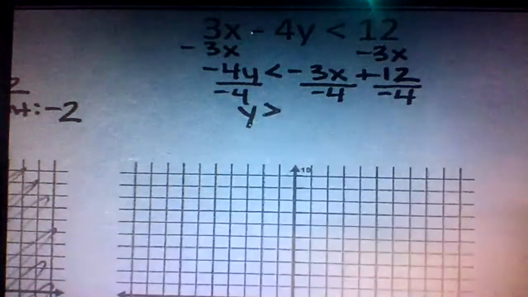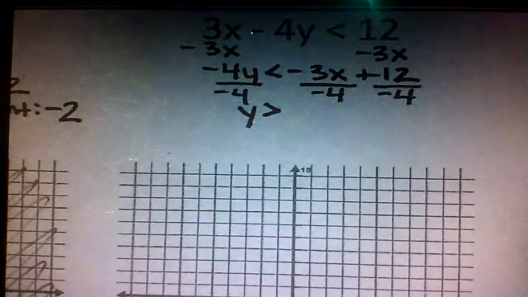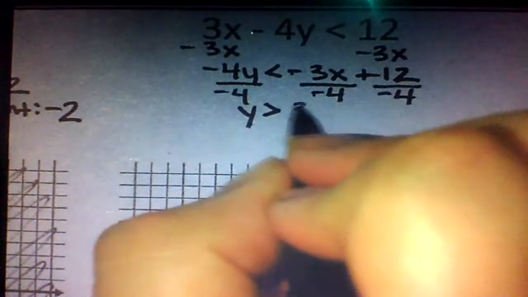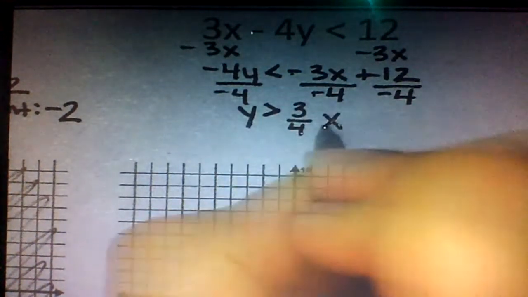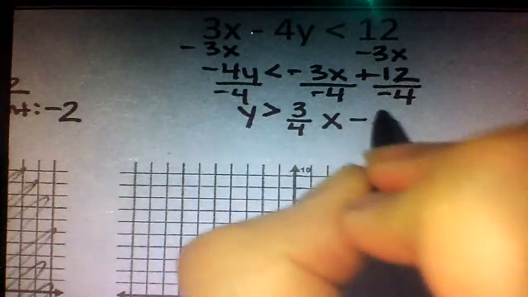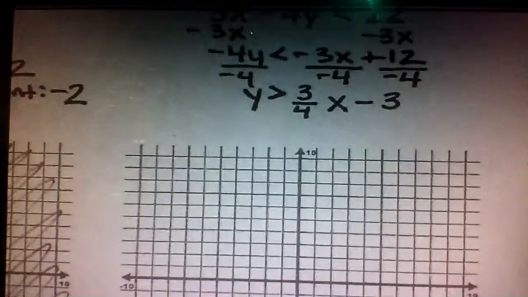Y is greater than now 3 over 4. Does that reduce? You leave it. There is nothing that divides into 3 that also divides into 4. The only thing that changes is we've got a negative divided by a negative, which makes it a positive 3/4. And 12 divided by a negative 4 is a negative 3.